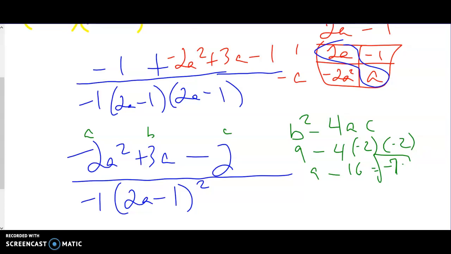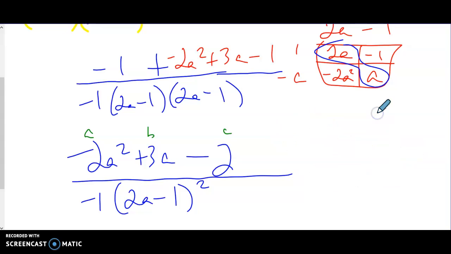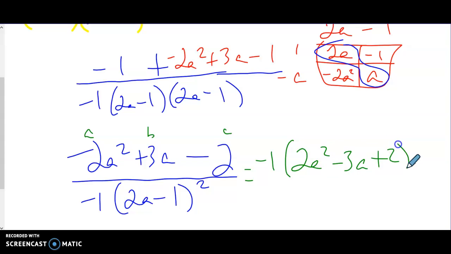The discriminant b squared minus 4ac did not result in a perfect square, 1, 4, 9, 16, 25, 36, and so forth. So it does not factor. So we are done for the most part. If you wanted to deal with that negative, we could. So let's see how else we can write this. If you wish, we could factor out a negative 1 from the top. 2a squared minus 3a plus 2 over negative 1 times 2a minus 1 squared.